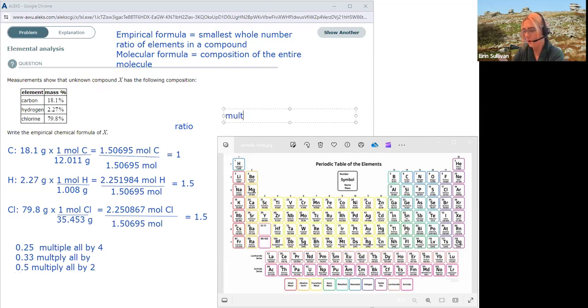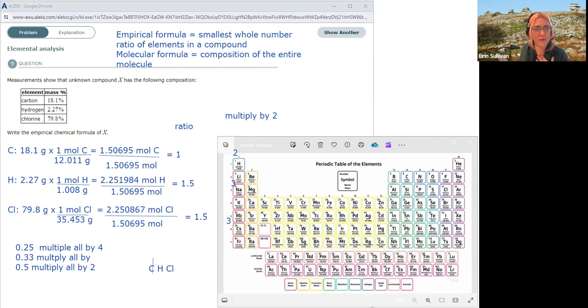So if I multiply by 2, what are we going to end up with? Well, 1 times 2 is 2. 1.5 times 2 is 3. 1.5 times 2 is 3. So I've got a ratio of 2 carbons to 3 hydrogens to 3 chlorine. So I could write that like a chemist. So that'd be C2H3Cl3, and I'm going to just try and write that as a subscript.